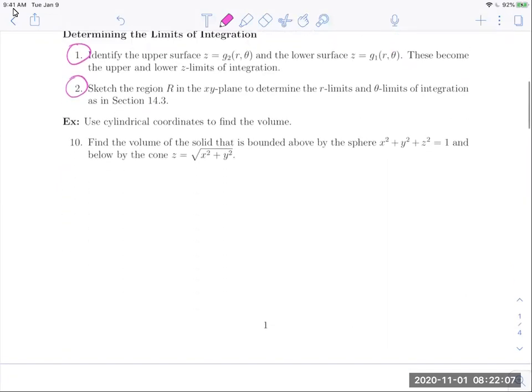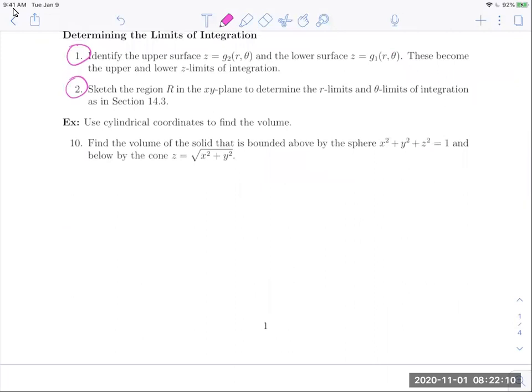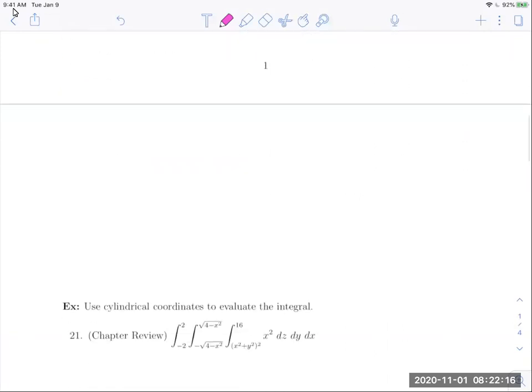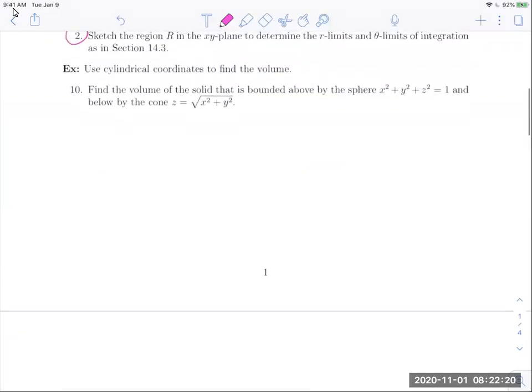Use cylindrical coordinates to find the volume. Now, I just want to make a note here that there's not a lot of white space at the bottom of page 1, but if you scroll down, you'll see that there's even more white space on the next page, so you can budget your space appropriately.